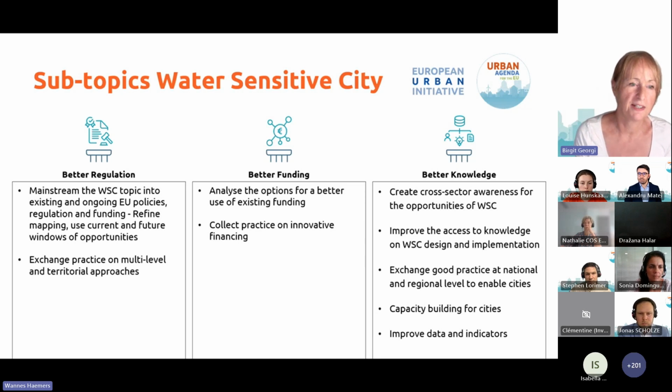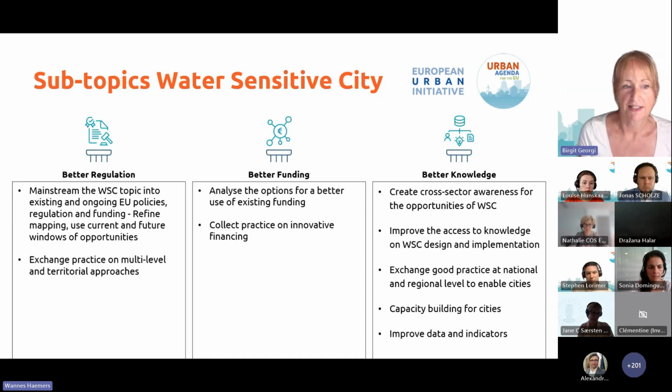So there are many EU regulations already in place, but none of them specifically on the topic of water-sensitive cities. So there are regulations and policies on water, on urban, on climate change, and so on. So the idea is to figure out how to better mainstream the water-sensitive topic into these existing and ongoing policies and regulations, which are often also combined with funding. There is already an initial mapping in the ex-ante assessment.